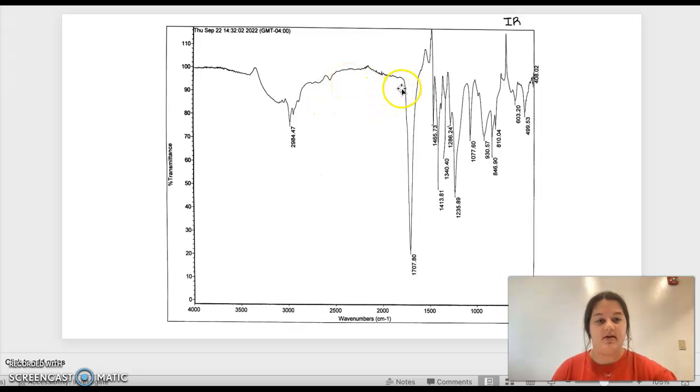And then the last major peak that we have is at 1707. And this, I believe, indicates a carbon double bonded to an oxygen, which could signal for an aldehyde, a ketone, or a carboxylic acid. But based off of the first peak, I think that it is a carboxylic acid.